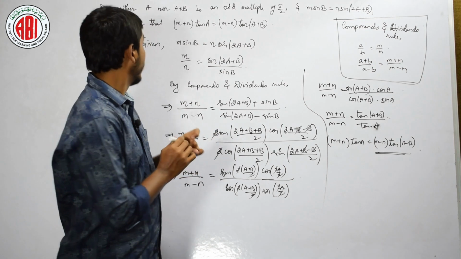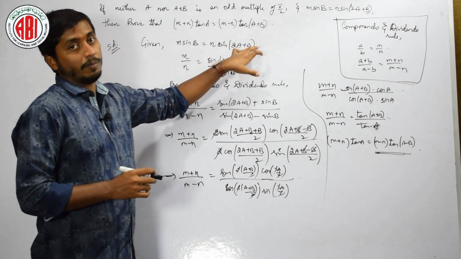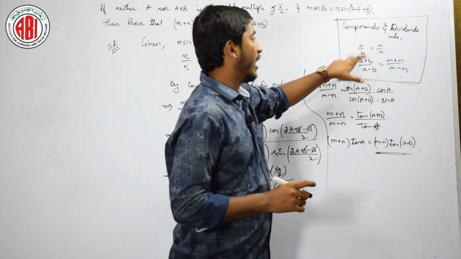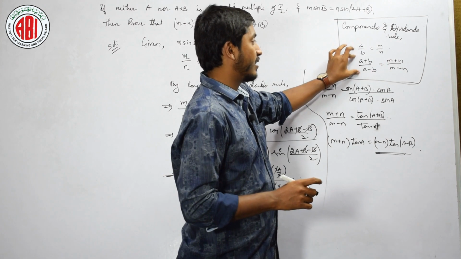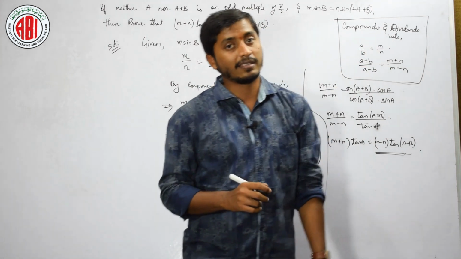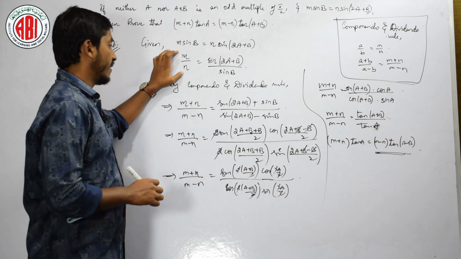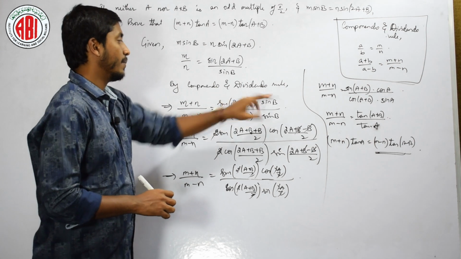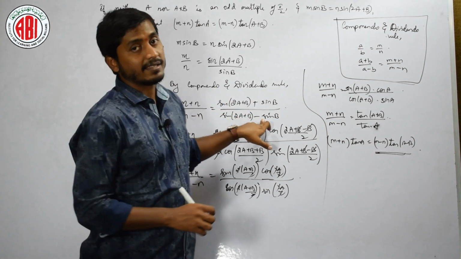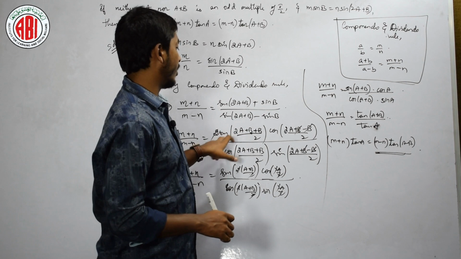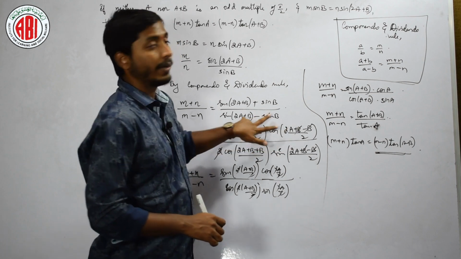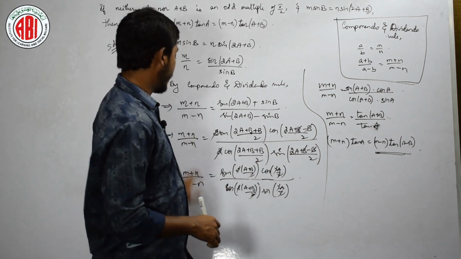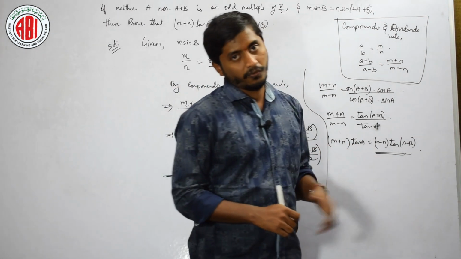Isn't it? Once again, he gave m sin b equal to n sin of 2a plus b. The rule which we used here is componendo and dividendo rule. That is, a by b equal to m by n, whatever it is we can write it as a plus b by a minus b equal to m plus n by m minus n. Here also for this value we have written like this, that is m plus n by m minus n equal to sin of 2a plus b plus sin b by sin of 2a plus b minus sin b. Here it is sin c plus sin d formula, 2 sin c plus d by 2 cos c minus d by 2, denominator sin c minus sin d, that is 2 cos c plus d by 2 sin c minus d by 2. After simplifying and cancellation we got this proof.